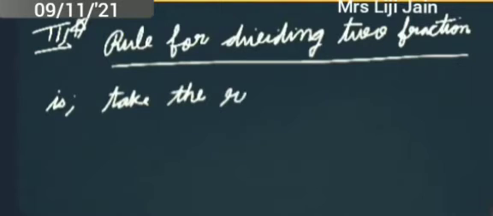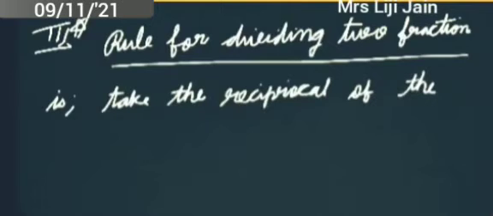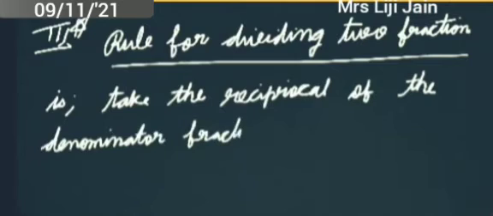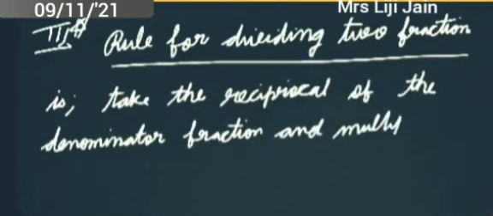Take the reciprocal of the denominator fraction and multiply. That is the rule for dividing two fractions. What is the rule? Take the reciprocal of the denominator fraction and multiply.